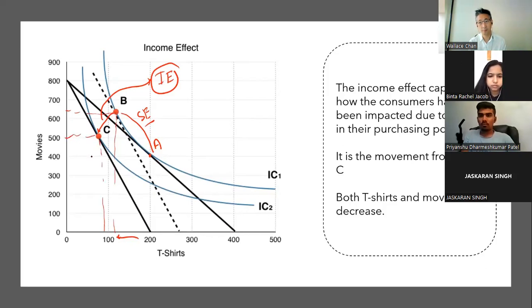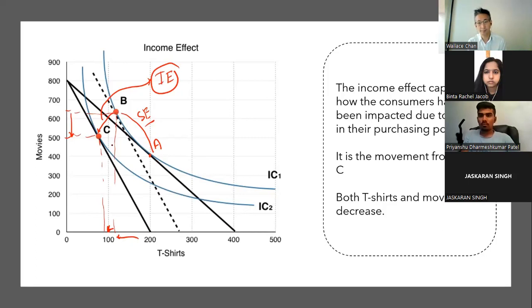What does this lead you to do? This leads you to decrease your consumption of both goods. So notice from B to C, your movies fall, and your t-shirts fall even more. This movement from B to C isolates the income effect, which is how you're changing your behavior just because your purchasing power is going down. And because your purchasing power overall is going down, the income effect shows you that you're decreasing your consumption of both movies and t-shirts.